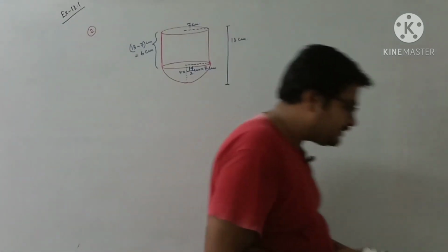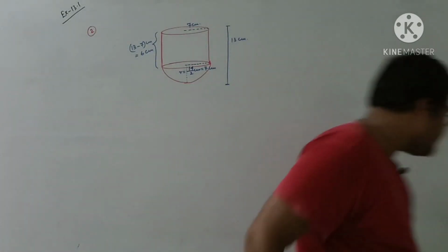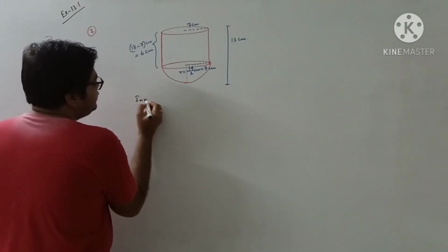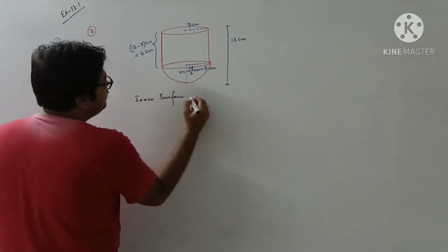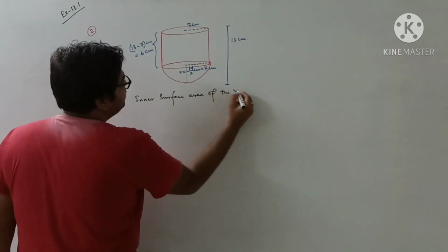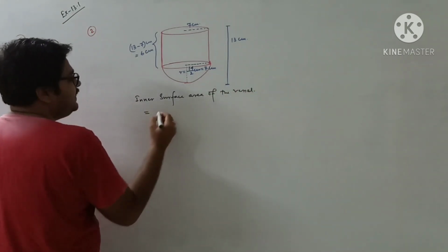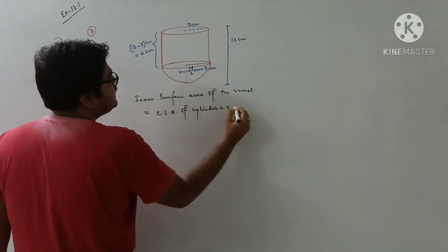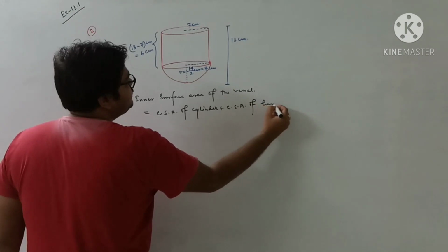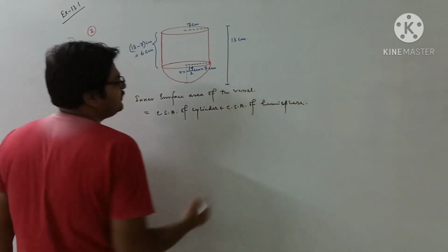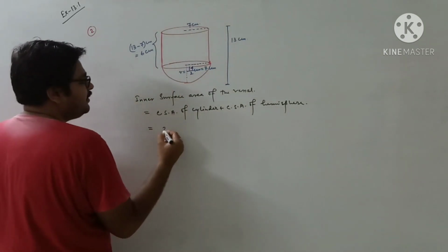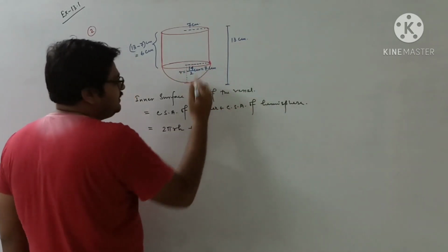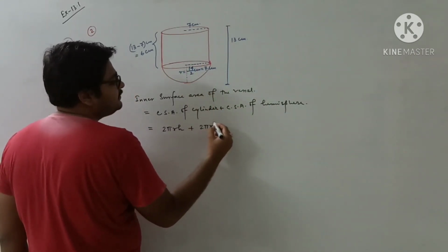Now what is the question? Inner surface area of the vessel. So you can write directly: inner surface area of the vessel will be curved surface area of cylinder plus curved surface area of hemisphere. Curved surface area of the cylinder, formula is 2 pi r h. First of all, you have to write the formula. Curved surface area of the hemisphere, formula is 2 pi r square.